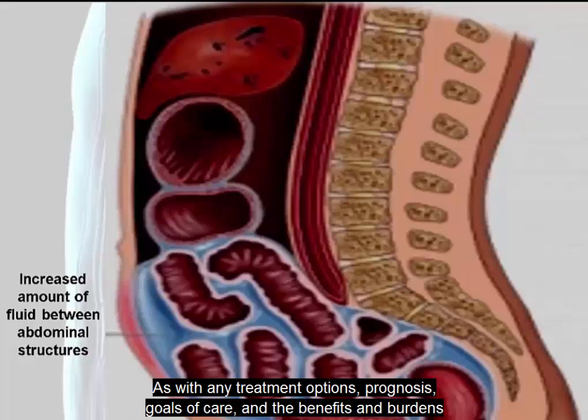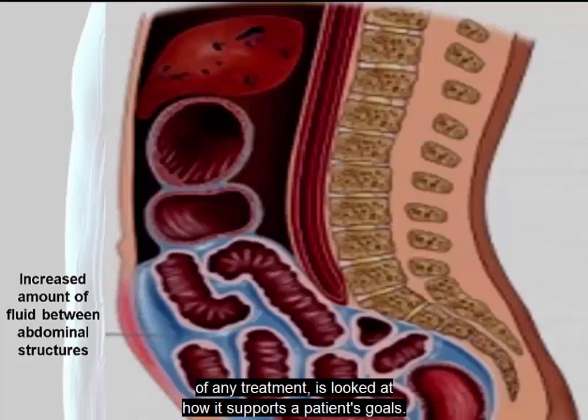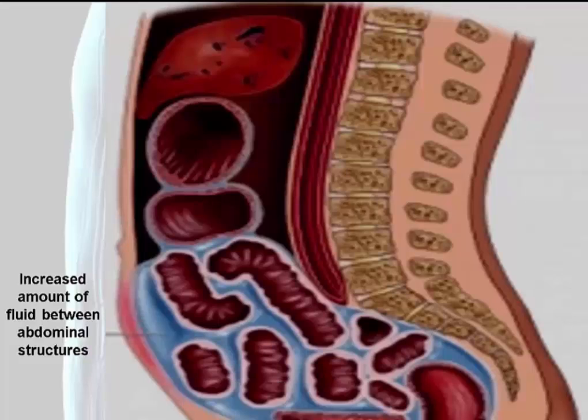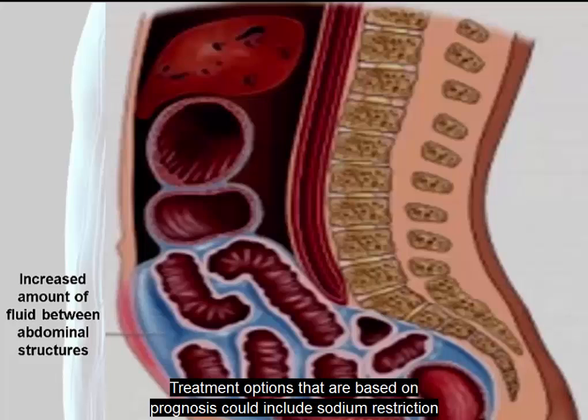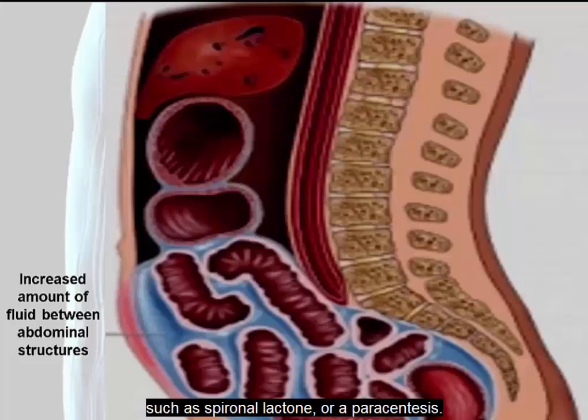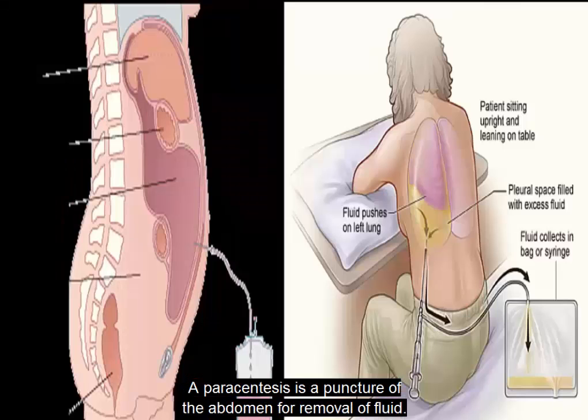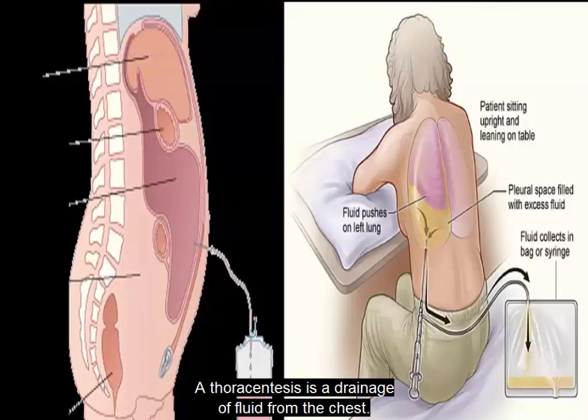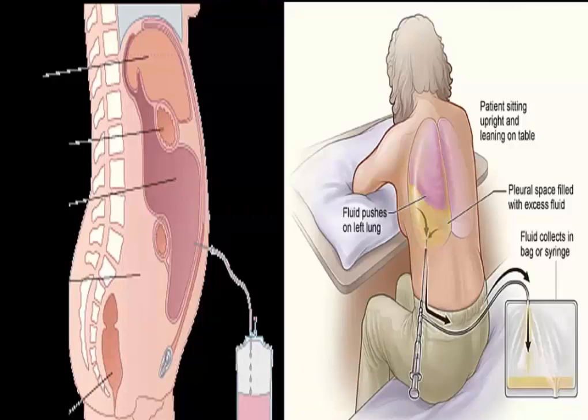As with any treatment option, prognosis, goals of care, and the benefits and burdens of any treatment are looked at, and how it supports the patient's goals. Treatment options based on prognosis could include sodium restriction of 2 grams per day, administration of potassium-sparing diuretics such as spironolactone, or a paracentesis. A paracentesis is a puncture of the abdomen for removal of fluid. A thoracentesis is a drainage of fluid from the chest.